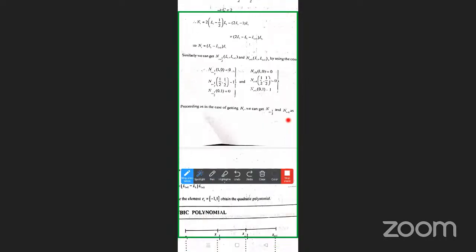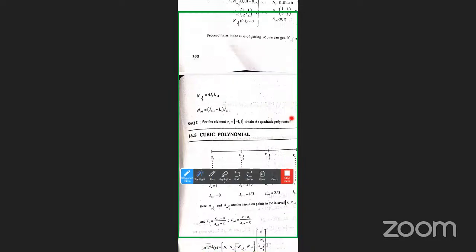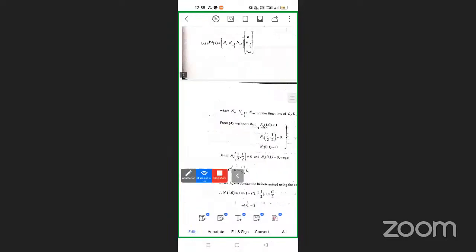So we are getting Ni, Ni plus 1 by 2 and Ni plus 1. So these are the formulas. Ni plus 1 by 2 is equals to 4 into Li plus 1 by 2, Li plus 1. Next, Ni plus 1 is equals to Li plus 1 minus Li into Li plus 1. So these are the formulas for quadratic polynomial.